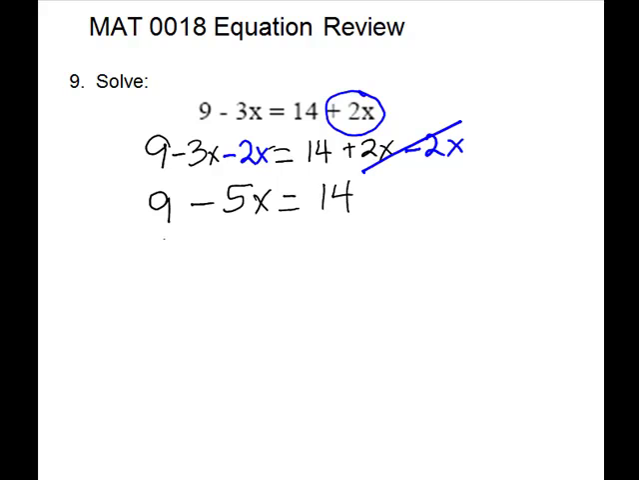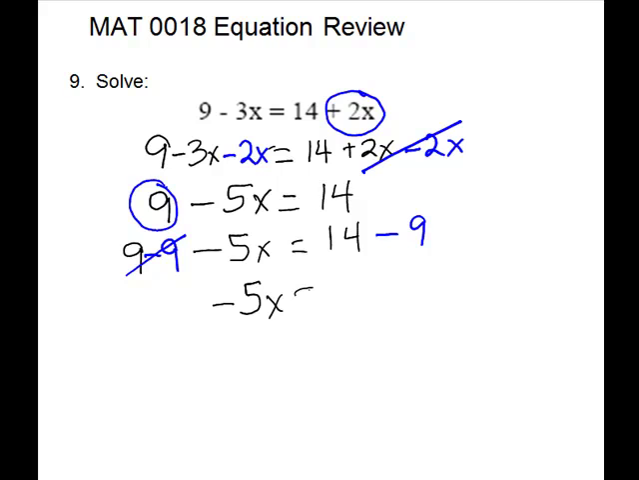Right? Work on this side with your variable. Your variable is here. You want to take off the 9. Now the 9 sign is in front of it. It's a positive 9. So this is what we want to take off. Positive 9, to take it off, you're going to have to subtract it. Do the same to the other side. Clean up. So minus 5x on the left. 14 minus 9 is 5.